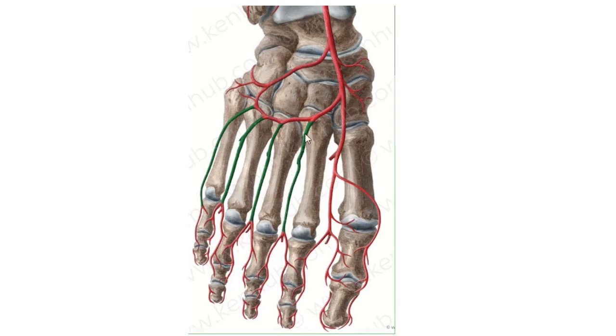These green colored branches are the dorsal metatarsal arteries which arise from the arcuate artery. They are supplying the adjacent sides of the second, third, fourth and fifth metatarsals and the toes. These are the dorsal digital branches of these dorsal metatarsal arteries. That's all about the arteries on the dorsum of the foot.